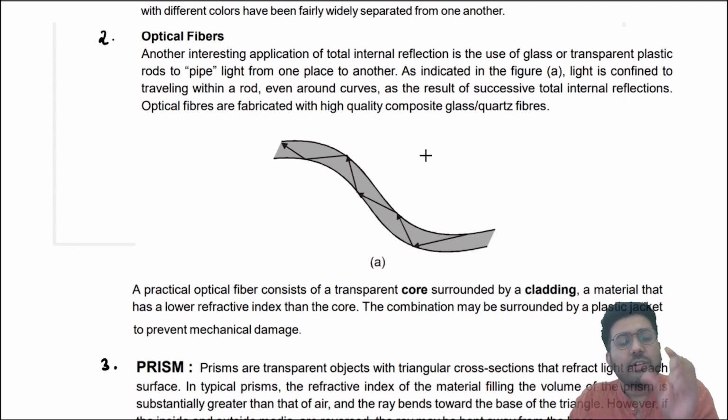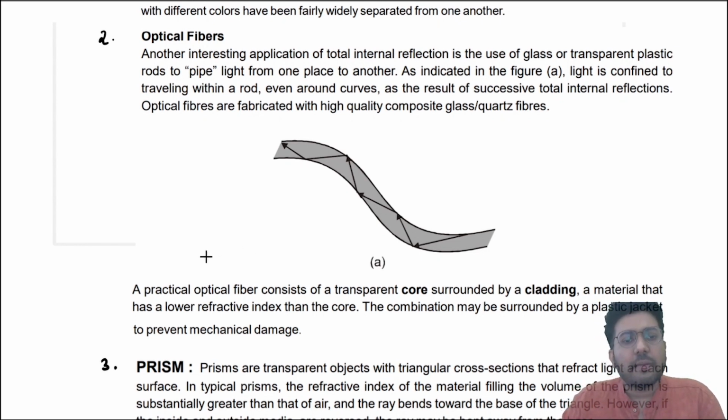Okay, so they want to make the critical angle very small. If the critical angle is very small, most of the light will strike the surface at an angle which is greater than the critical angle. And whenever light strikes at an angle greater than the critical angle, instead of refraction, it follows reflection.